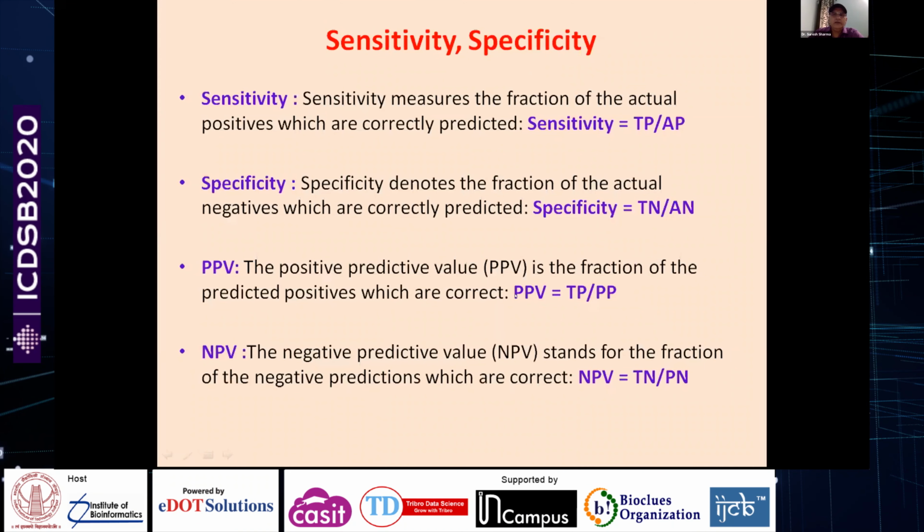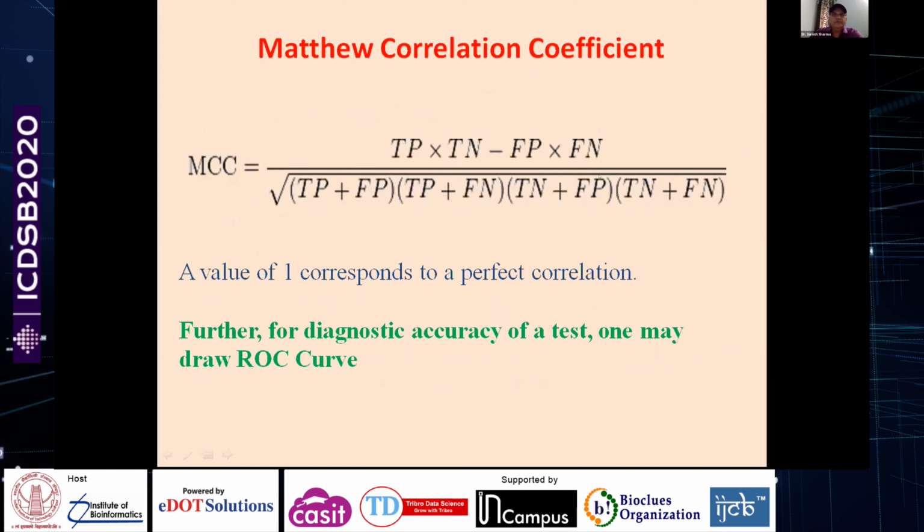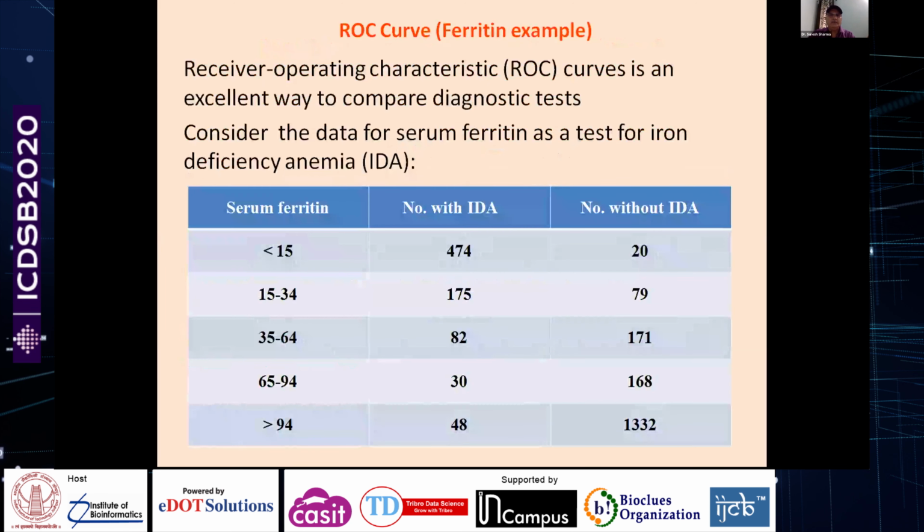And similarly, we can compute the positive predicted value and the negative predicted value, which are given by this. When all these values are known, you can substitute in this formula to get the Matthews correlation coefficient. This interpretation is almost the same as that of Karl Pearson's correlation coefficient, right? And based on the sensitivity and specificity, we can look at a very important curve, which is called the ROC curve.